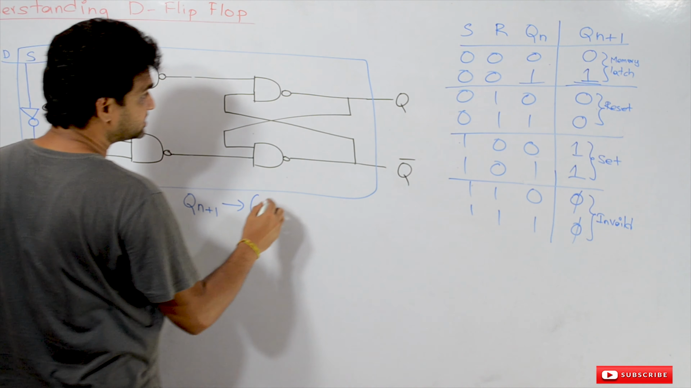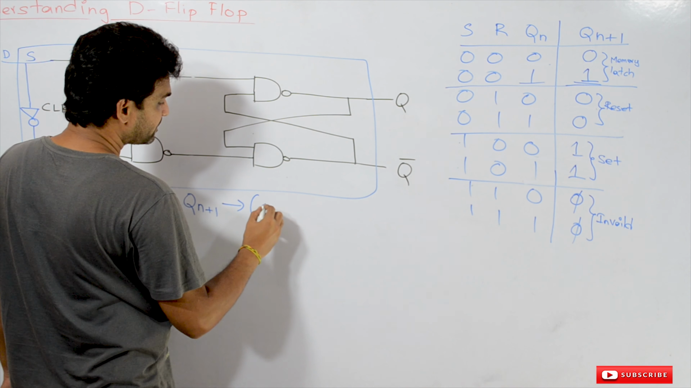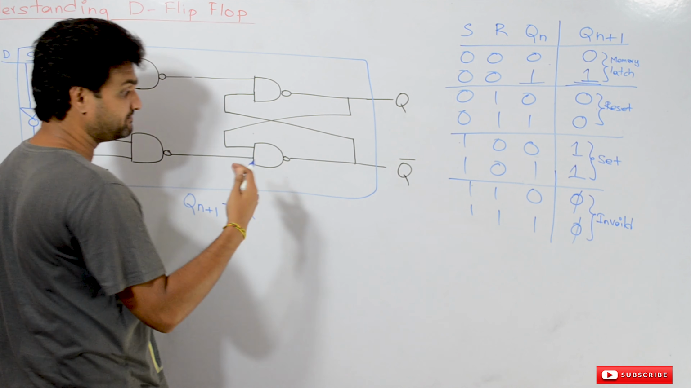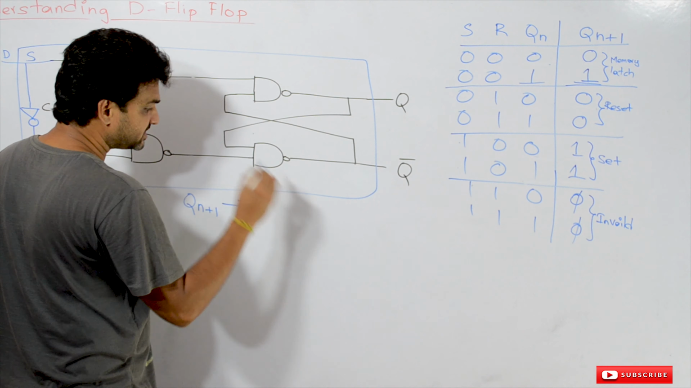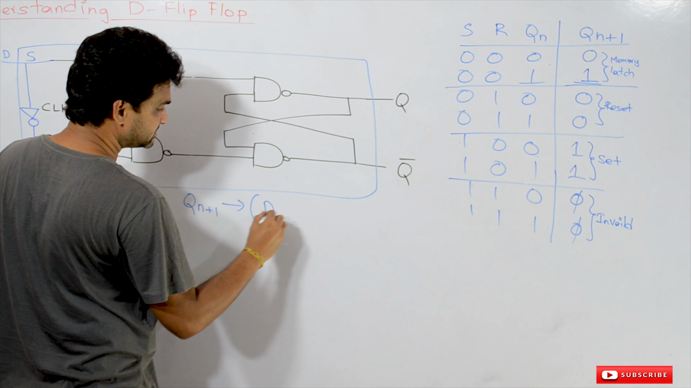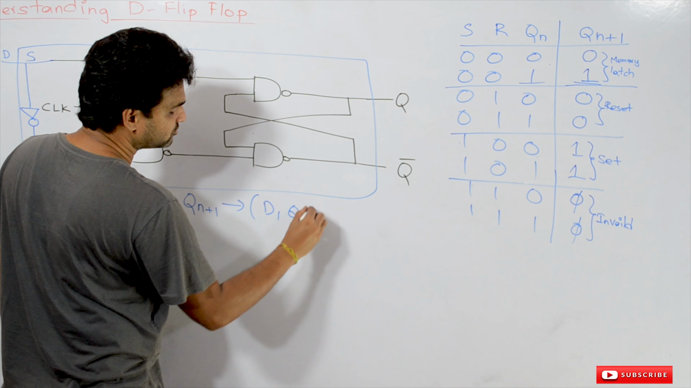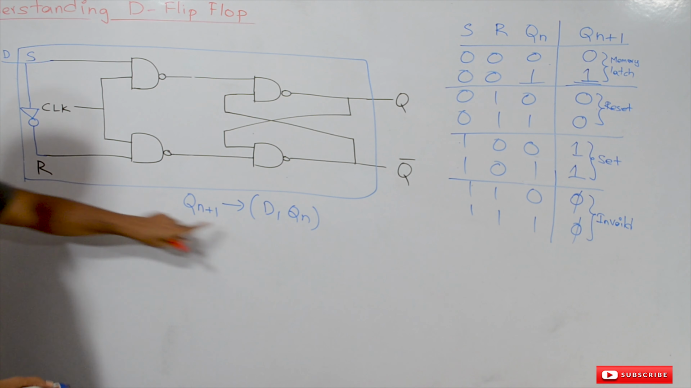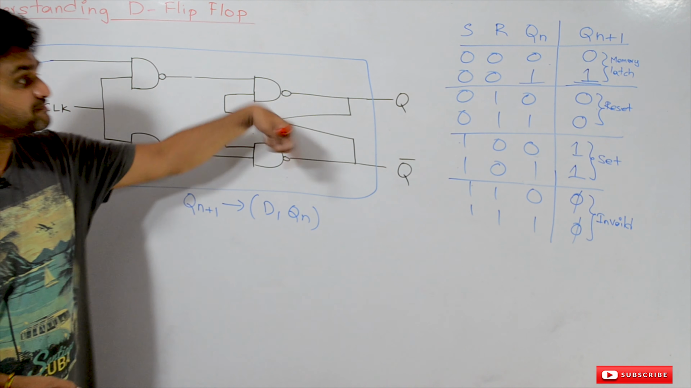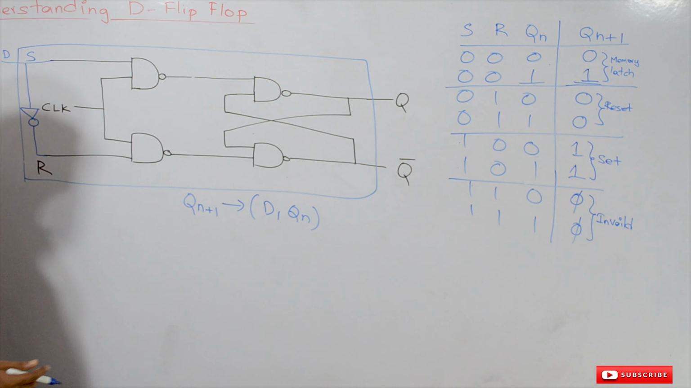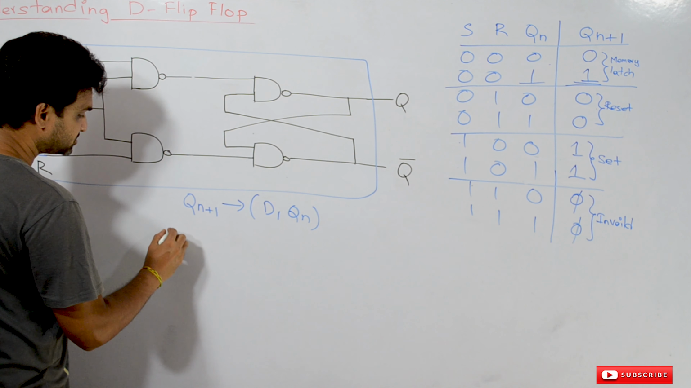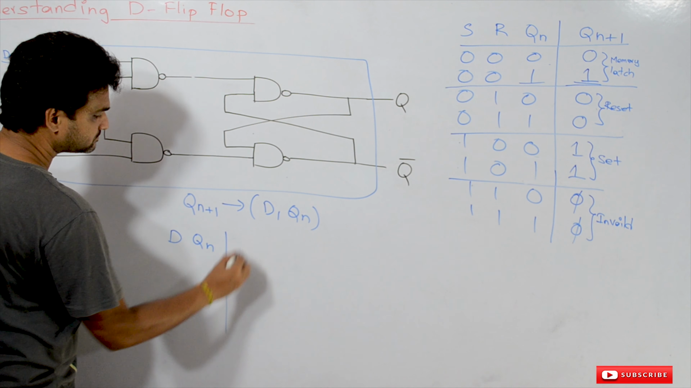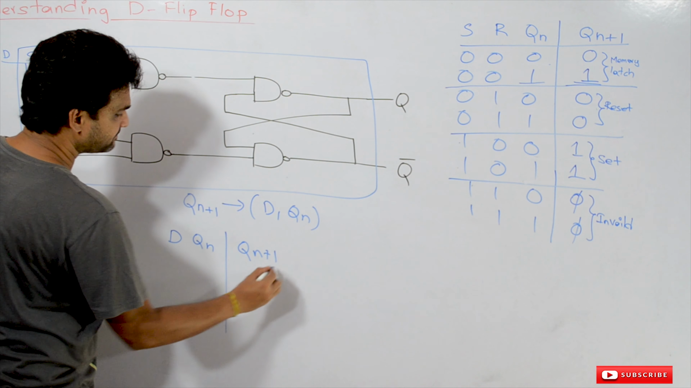The previous output is Q, and we call it Qn. This discussion has already been made in our previous videos, and we are saying this hoping that you have watched them. The present input is D. It's only one input, D, and Qn is the previous output. Using those inputs we are going to build the characteristic table: D, Qn, and Qn plus 1.